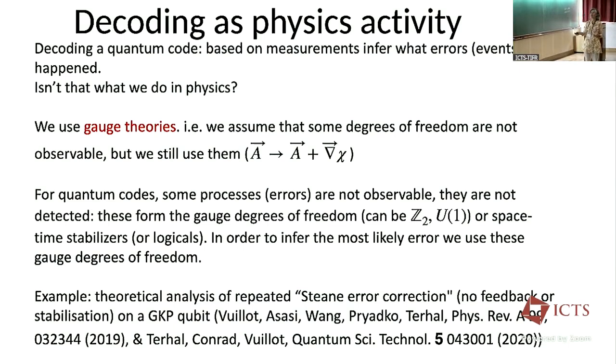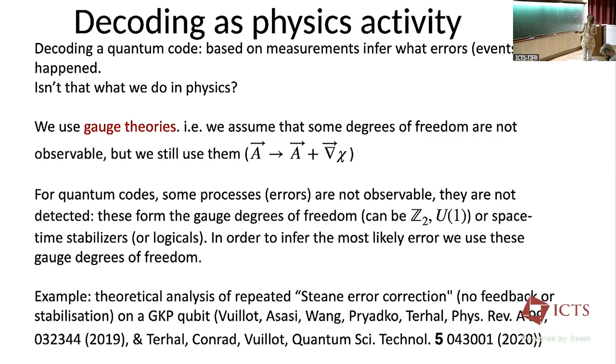Some processes, some errors are actually not observable, they're not detected. They're typically combinations of more elementary errors, and we can call them stabilizers if we use a stabilizer code and all these errors happen at one moment in time. Then it's an error that doesn't do anything on the code space, so it's sort of a gauge degree of freedom. But there are generalizations of that too. It could be a sequence of errors that occur in space-time, so a few at time step 1 and a few at time step 2, and together they cancel. They're such that if I try to detect the error, I'm not seeing any difference. These are sometimes called space-time stabilizers.